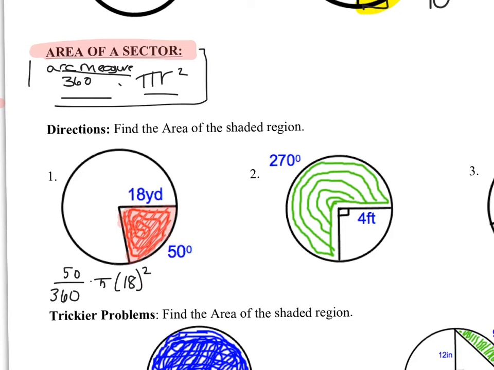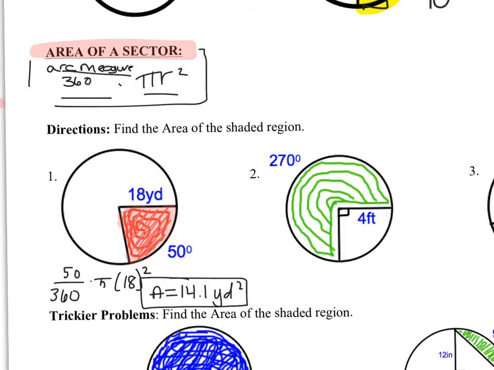When I use pi, I don't want to use 3.14. I actually want to use the pi button on my calculator, which is in blue above the division button. So you go up to the rooftop button, and then it's in blue there. So if I hit enter, my area is, we'll round to the tenth place, 14.1 yards squared.